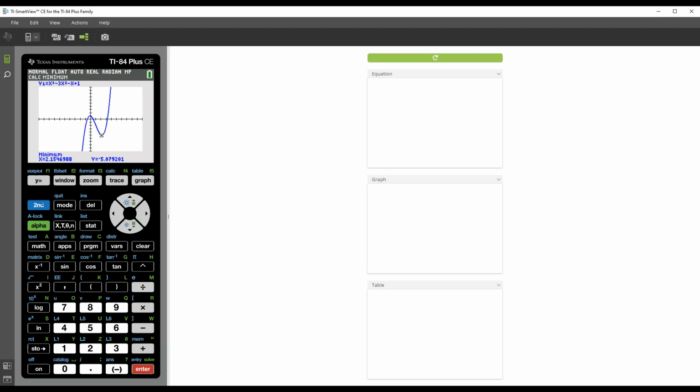To find the maximum, second, trace, and now you're going to do number 4. So again, it's leaving the cursor over there. That is definitely not what you want for your left bound. It looks like the maximum is close to 0. It's clearly not 0. It's a little bit to the left of it. But it's definitely bigger than -1. So I'm going to say negative. Make sure you use the negative key and not the subtract key. -1. Enter. See how it made a line?